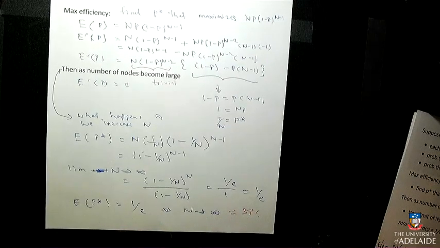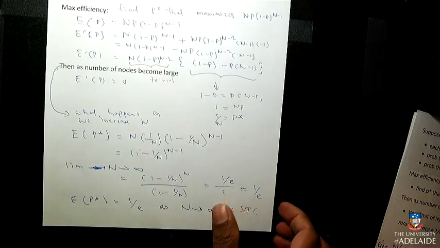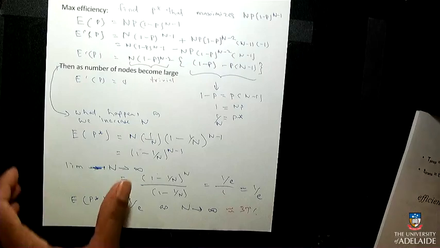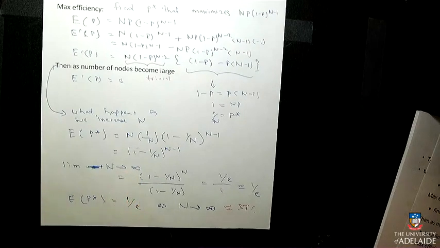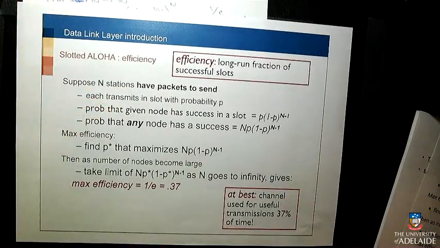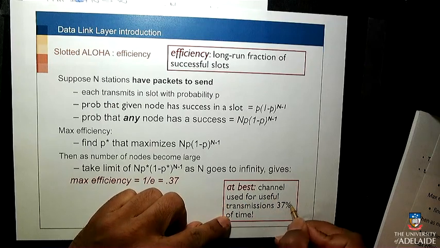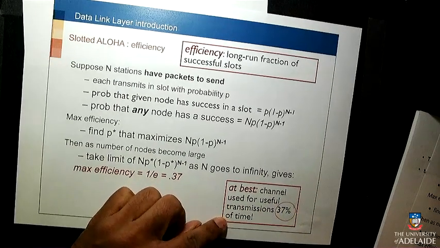So that's the probability of any node being successful in a given slot. That's pretty low, but that's the price to pay for decentralized, no control. This is your slide, which is in your books. It turns out that at best, the channel used for useful transmission is only 30% of the time.